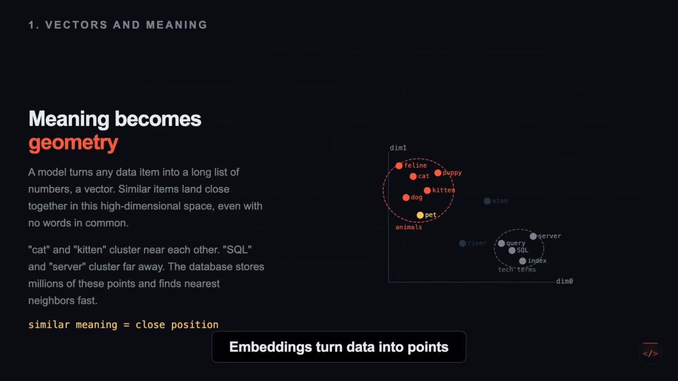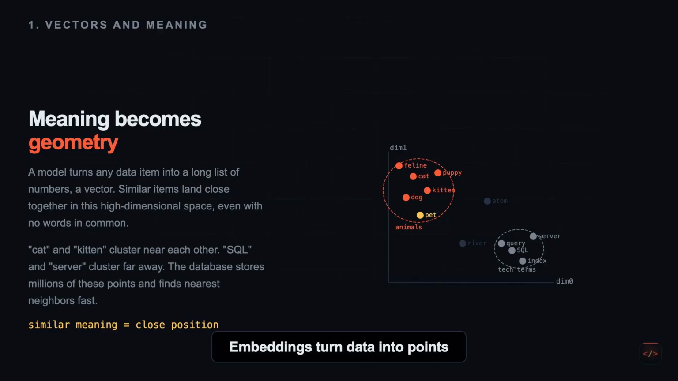A model turns any piece of data, text, an image, a product, into a vector, a long list of numbers, often hundreds or thousands of them. The trick is that meaning becomes position in a space. Things that are similar land close together in this high-dimensional space, even with no words in common.